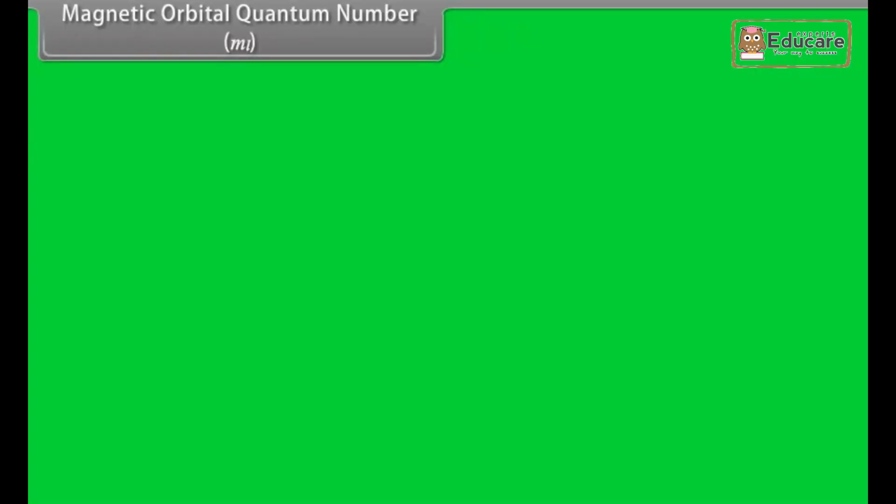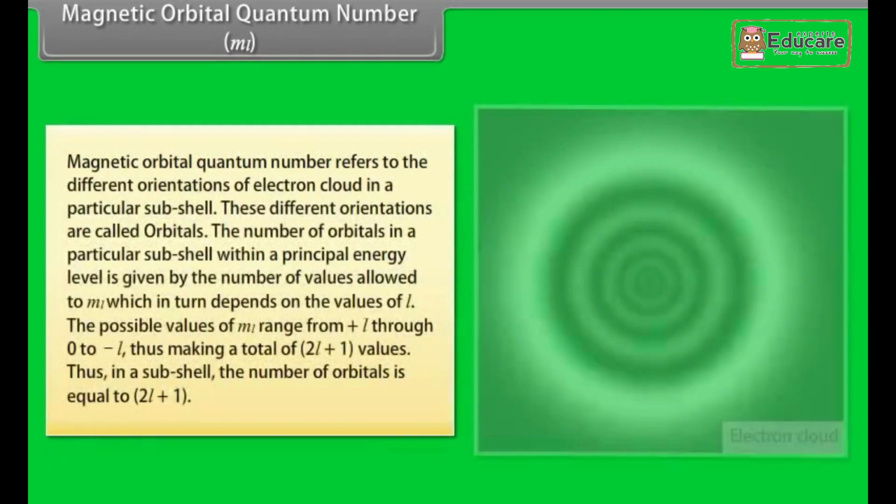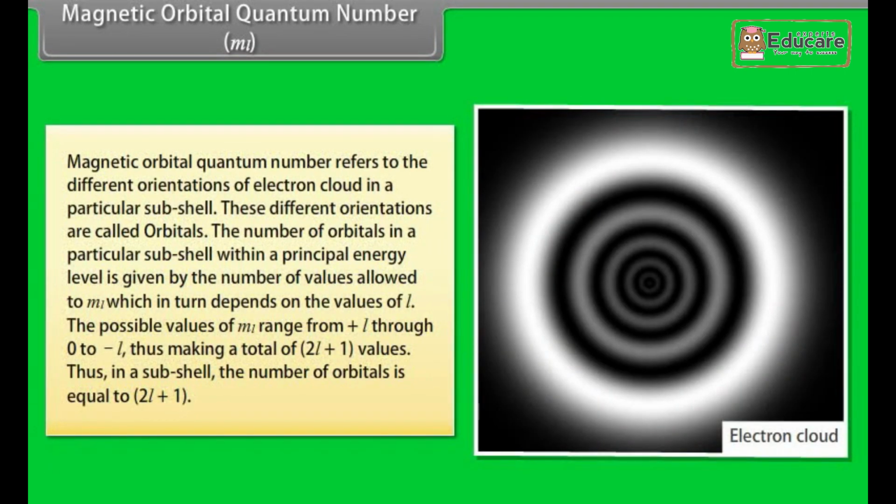Magnetic orbital quantum number, ml. Magnetic orbital quantum number refers to the different orientations of the electron cloud in a particular subshell. These different orientations are called orbitals. The number of orbitals in a particular subshell within a principal energy level is given by the number of values allowed to ml, which in turn depends on the values of l. The possible values of ml range from +l through 0 to -l, thus making a total of 2l + 1 values. Thus, in a subshell, the number of orbitals is equal to 2l + 1.